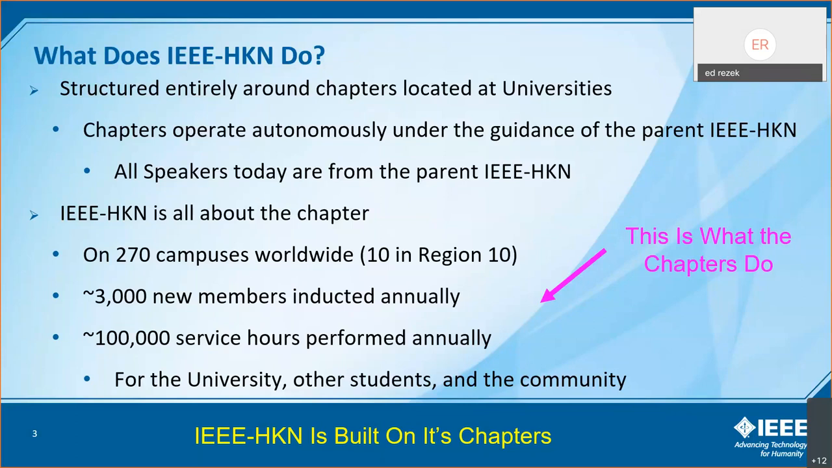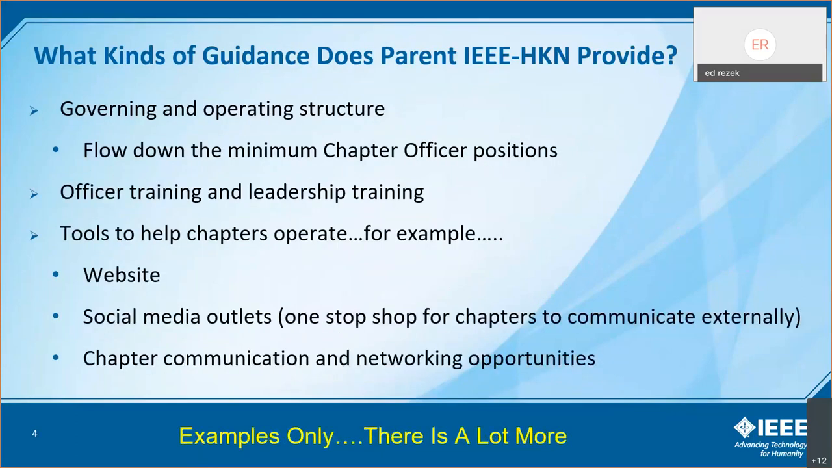students. And I said this is the parent organization, so I want to point out a little bit about the structure of Eta Kappa Nu. What does the parent Eta Kappa Nu group do for campuses? Well, we provide a governing and operating structure. We put down the requirements for the minimum number of officer positions and define what the officer positions are. We have a job description for each chapter officer position. So the chapters know what positions they're supposed to fill, what the requirements are for those positions, and the construct around how the chapters are operated.